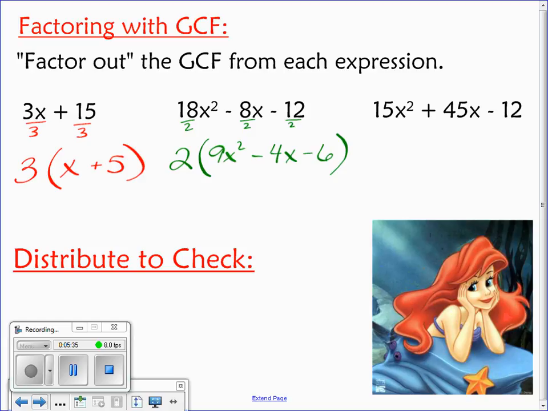All right, how about the next one? 3. Can I take an x? No. So divide them all by 3. Good. And you notice how I have a 5, a 15, and a 4. Nothing goes into all those. I know I took out the biggest thing.